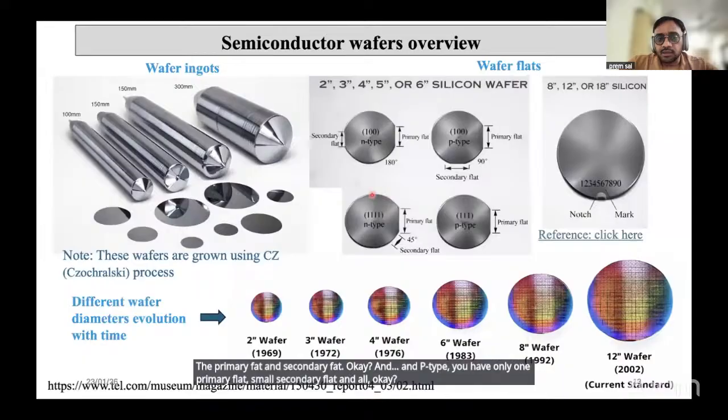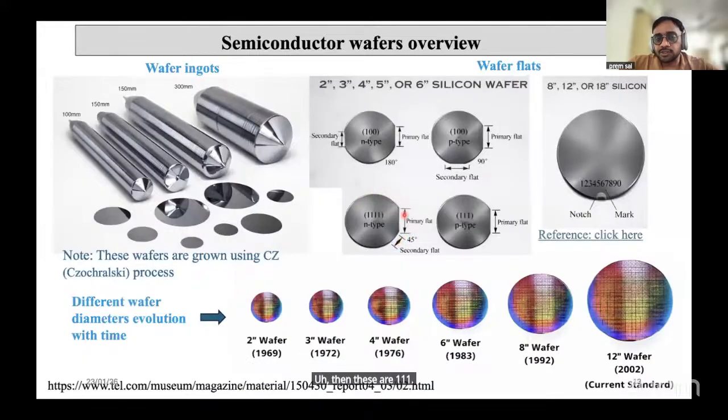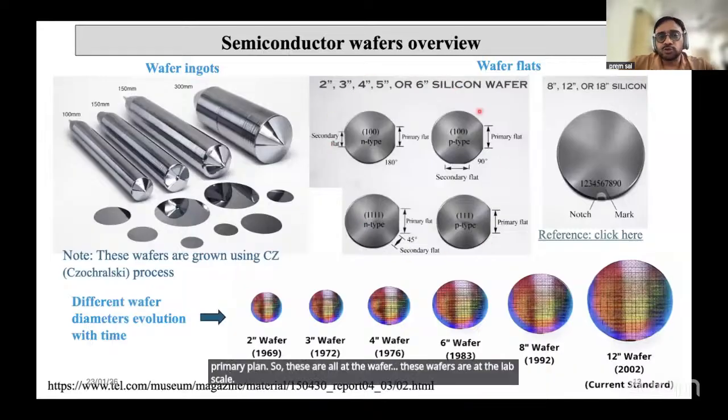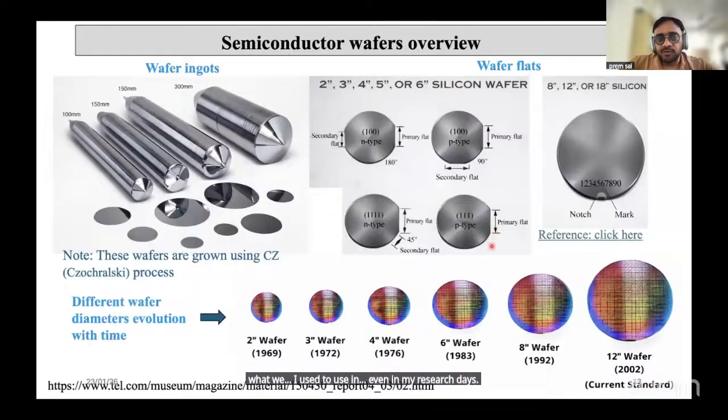Okay, then these are 111, at 45 degrees to this primary flat. So these are all the wafers at the lab scale, what I used to use even in my research days. But once you go to industry, because industry is all about yield, I want more chips in less time. So they are all about yield, right? Like how many good chips out of the total chips printed on the substrate, and they need more volume, like per day how many chips I can print on this particular silicon.